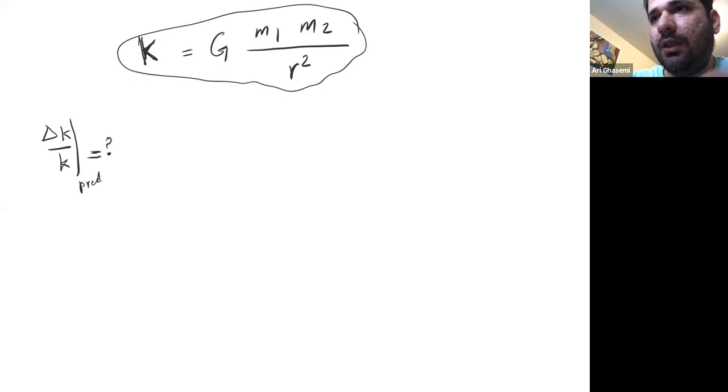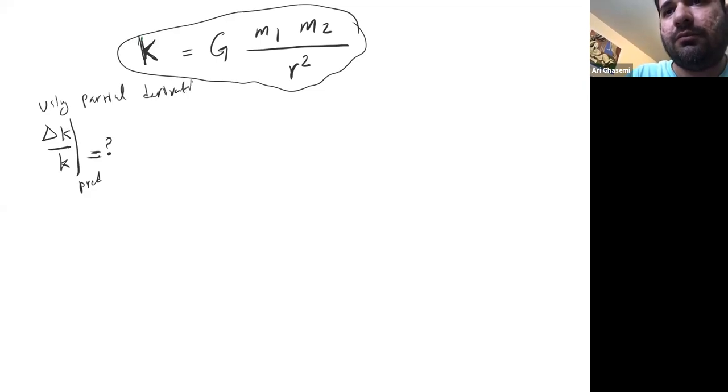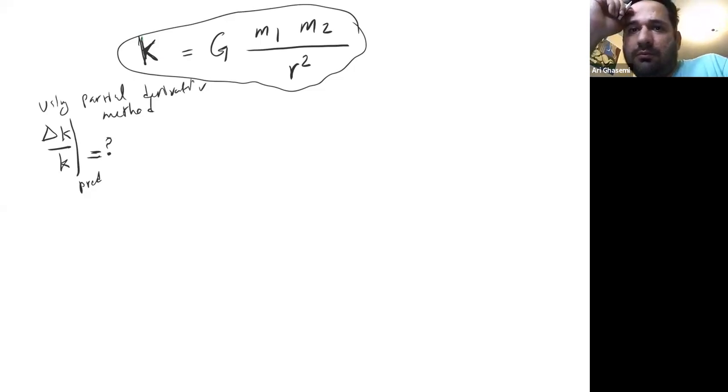method, using the partial derivative method. What is the delta K over K predicted using the partial derivative method? Now, before we solve this, can I use high-low to find delta K over K? Yes or no?